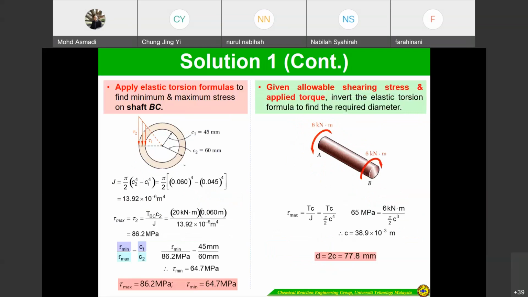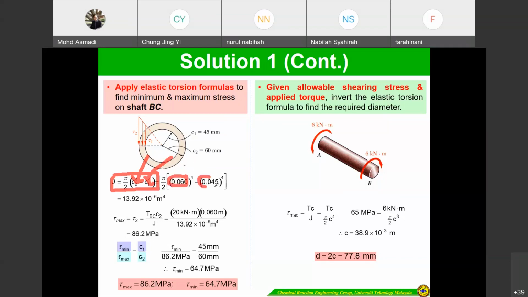Then we apply the elastic torsion formula. This is for shaft BC. We already determined the torque in shaft BC is 20 kilonewton meter. So just substitute into the hollow shaft formula the values for inner and outer diameter. The diameters are 90 and 120, so we change to radius by dividing by two. Okay, so we can get this.